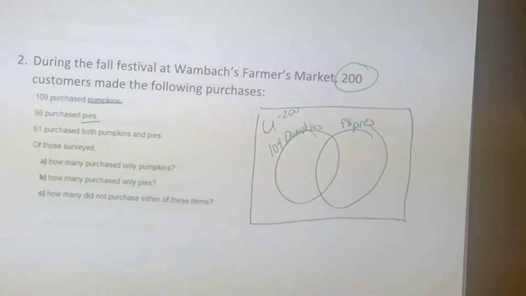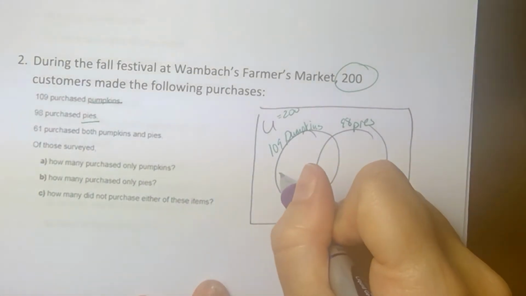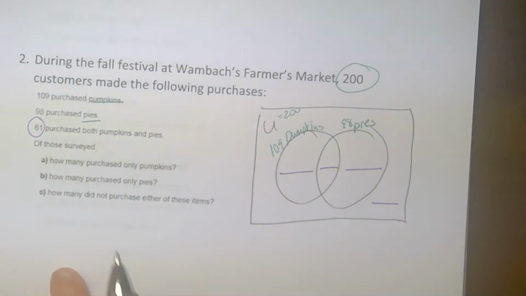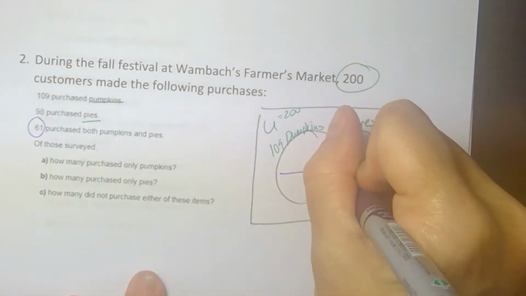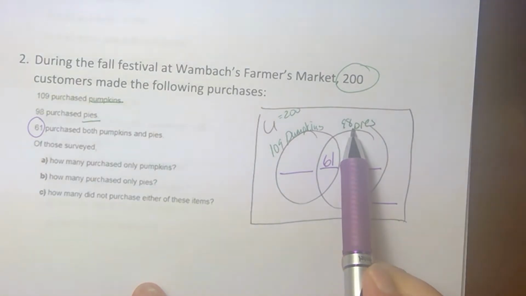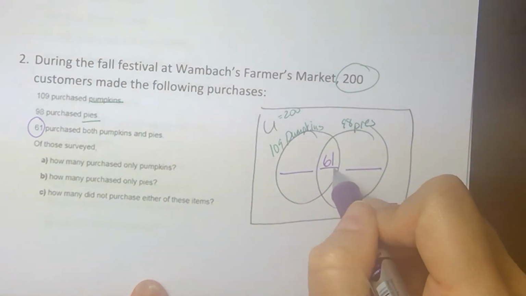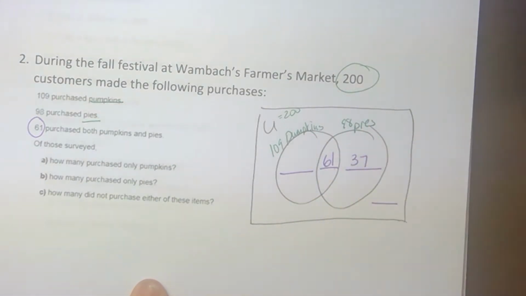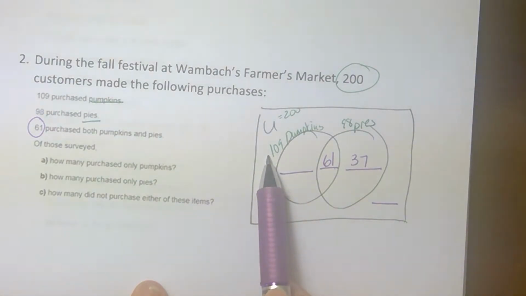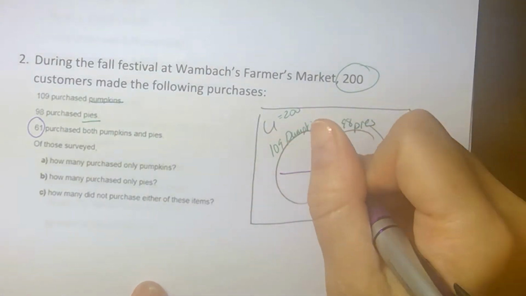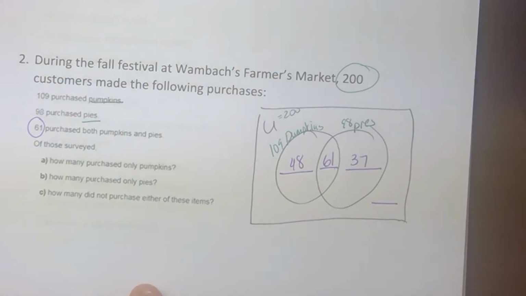So now I need to fill in the values for the blanks in my regions of my Venn diagram. I've got 4 regions and I need a value for each of those 4 regions. I always start in the middle. 61 purchased both. So there's 61 out of that 98 that bought pies. They also bought pumpkins. How many bought just pies? Well, 98 minus 61 gives me 37. How many bought just pumpkins? The total that bought pumpkins, 109, minus that 61 that also bought pies, tells me that 48 just bought pumpkins.